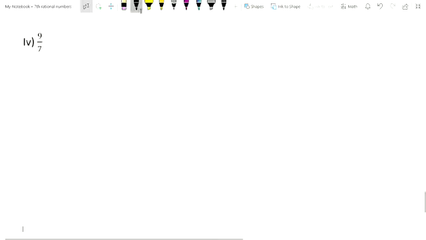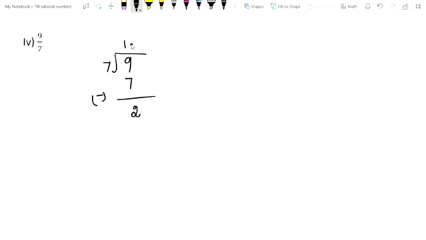9 by 7. How many times does it occur, children? 1 time. 1 times 7 is 7. Now subtract this. 9 minus 7, what will you get? 2. So we can't divide. Keep the decimal and add a 0. How many times does it occur? 2 times. 2 sevens are 14. Now subtract this. 6. Add a 0, 60. How many times does it occur? 8 times. 8 sevens are 56. Now subtract this. What will you get?